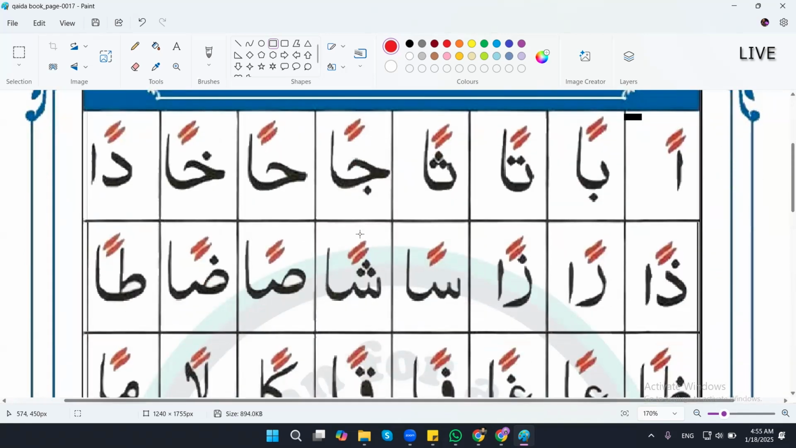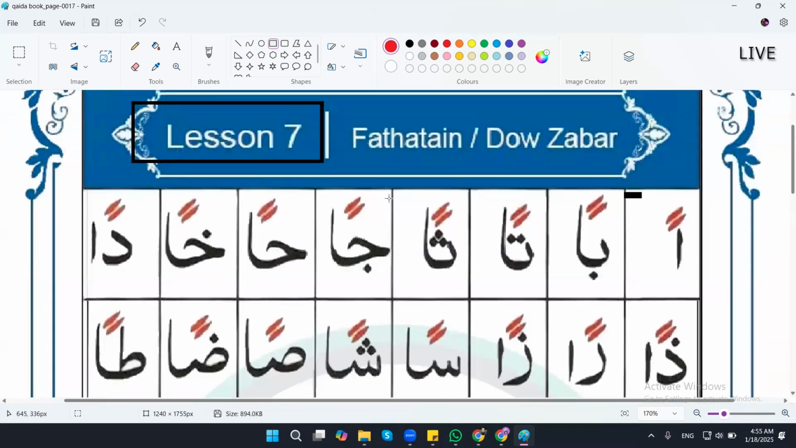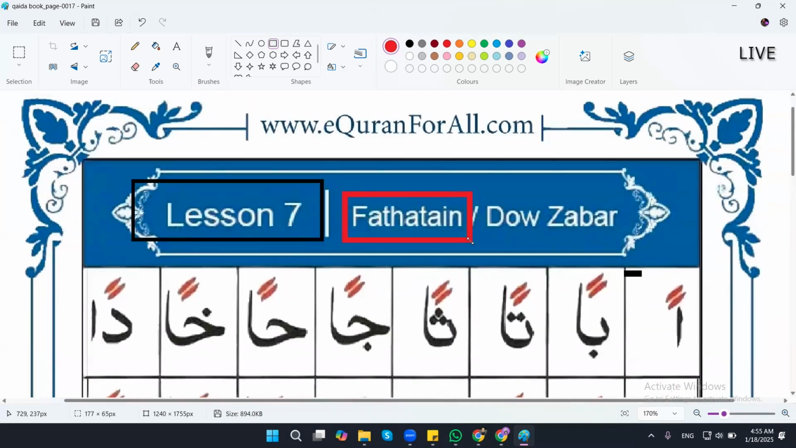Okay, what is the second name of double fatha? Uh, I forgot that one. Fatatan. Sorry? Fatatan. Here we have the second name of double fatha. You can also call it Fatatan. So both are correct names. If anyone says this name in front of you, don't be confused because this is also the second name for double fatha.